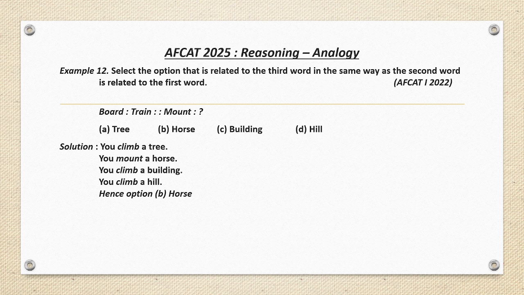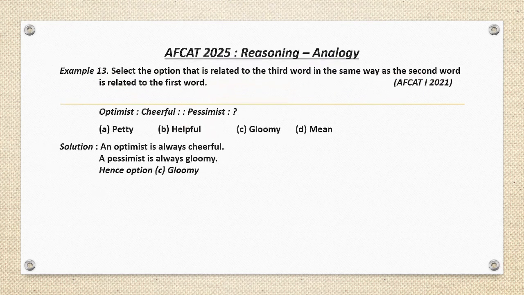right? Then we don't mount a building. Okay, we climb a building, right? We climb a hill, right? We climb a tree. The bear is climbing the tree. The tiger is climbing the tree. Right? The soldier is mounting the horse. Okay. So the correct option is horse. Next. Okay. So here also please take 1 minute pause and try to answer the question on your own.